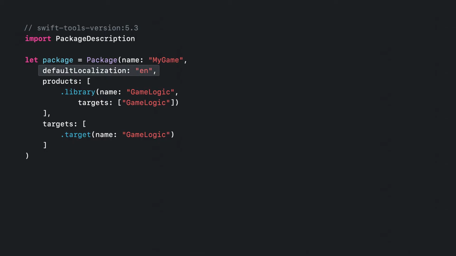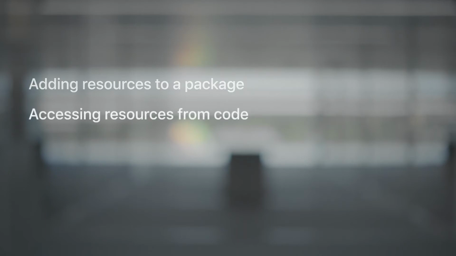When you add localized resources to a package, you need to declare the default localization in the package manifest. This uses the same kind of language ID that is used for all localization on Apple platforms and specifies the language that would be used as a last resort if no preferred language is available. You can find more information about this topic in the Language and Locale IDs document on developer.apple.com.